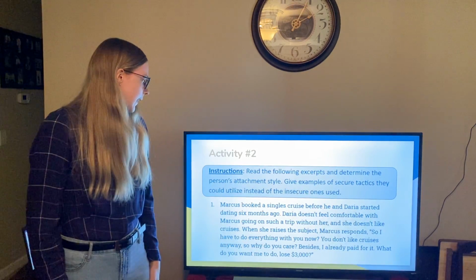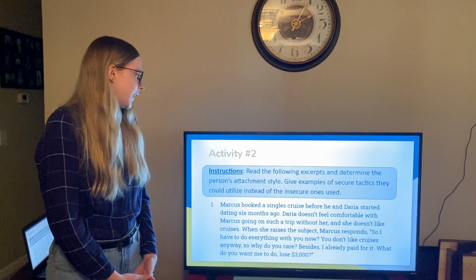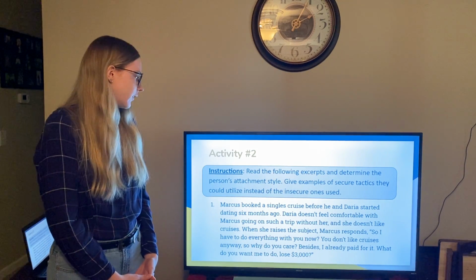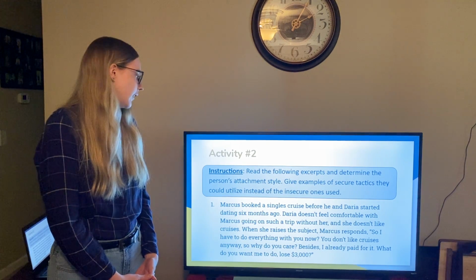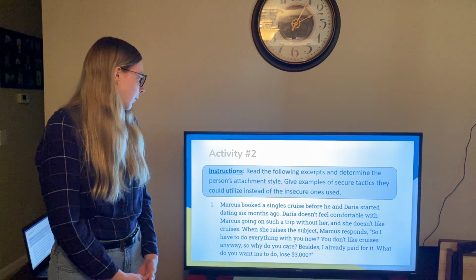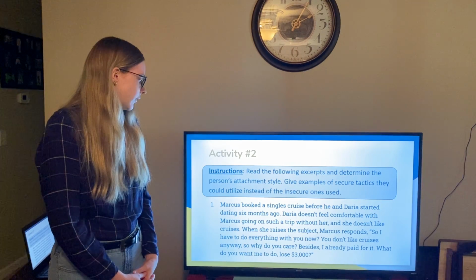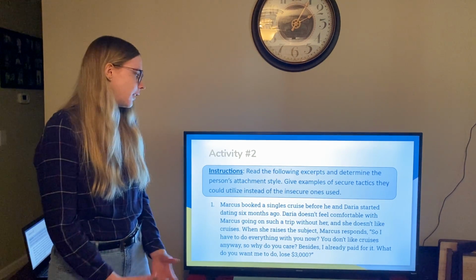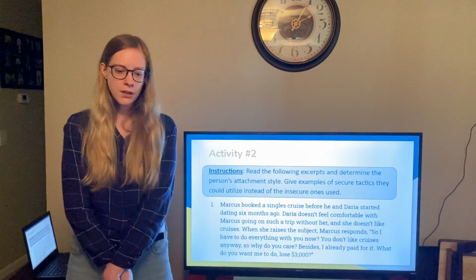So just to read through this, Marcus booked a singles cruise before he and Daria started dating 6 months ago. Daria doesn't feel comfortable with Marcus going on such a trip without her, and she doesn't like cruises. When she raises the subject, Marcus responds, "So I have to do everything with you now? You don't like cruises anyway, so why do you care? Besides, I already paid for it. What do you want me to do, lose $3,000?"